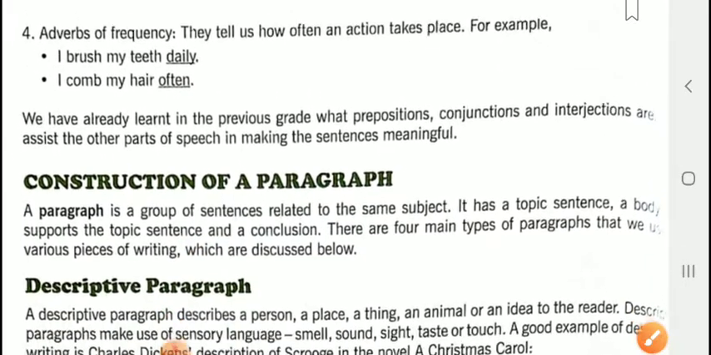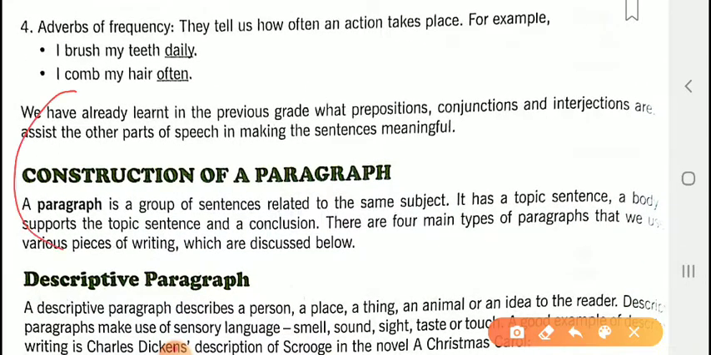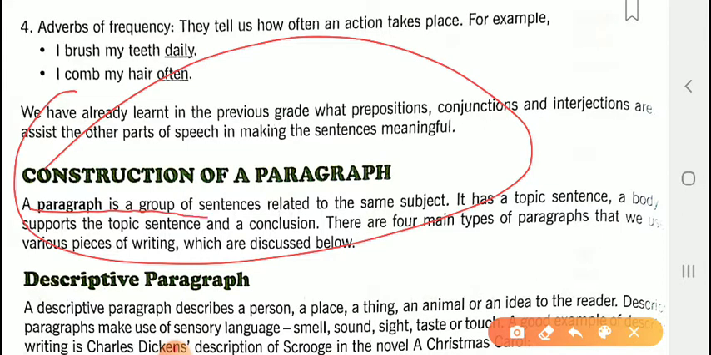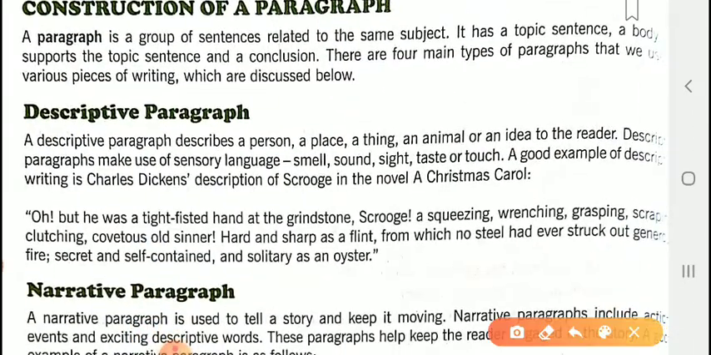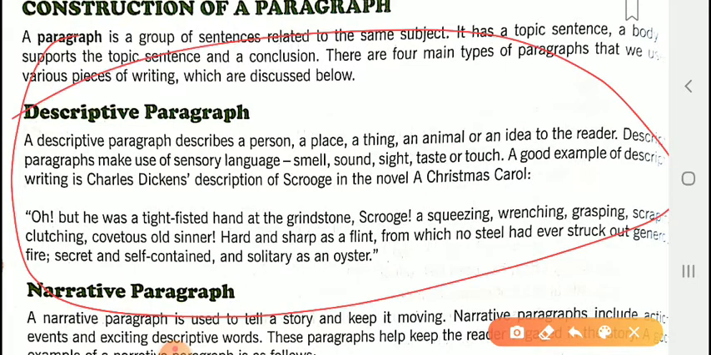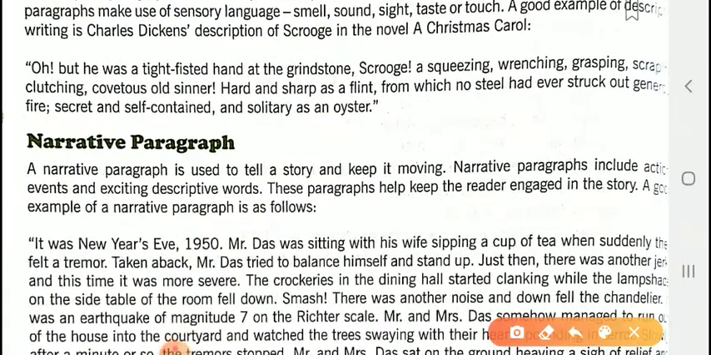Then construction of a paragraph. How are we able to construct a paragraph? A paragraph is a group of sentences related to the same subject. It has a topic sentence, and a group of paragraphs is called an essay. How can we write essays, letters? A descriptive paragraph describes a person, a place, a thing or any other idea for the reader. Then the narrative paragraph. A narrative paragraph is used to tell a story. Narrative paragraph means small stories, short tales.